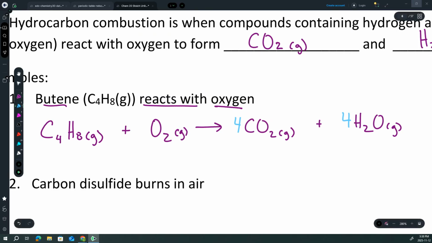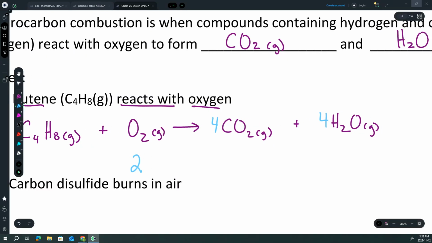All right, now dealing with oxygens. Right now we have 2 oxygens on the reactant side. With the product side, it's a little trickier, because right now we have 2 sources of oxygen to take into account. We have 4 times 2, so 8 oxygens coming from carbon dioxide, and we have 4 times 1, so 4 oxygens coming from water vapor.